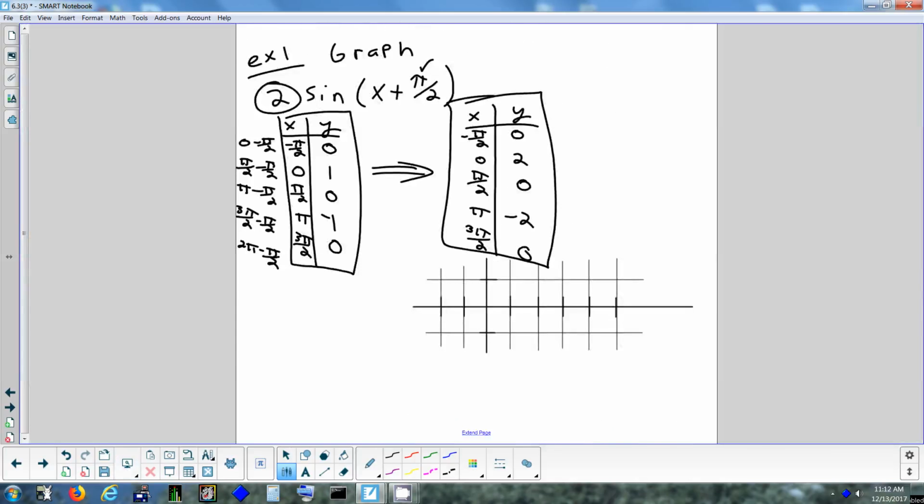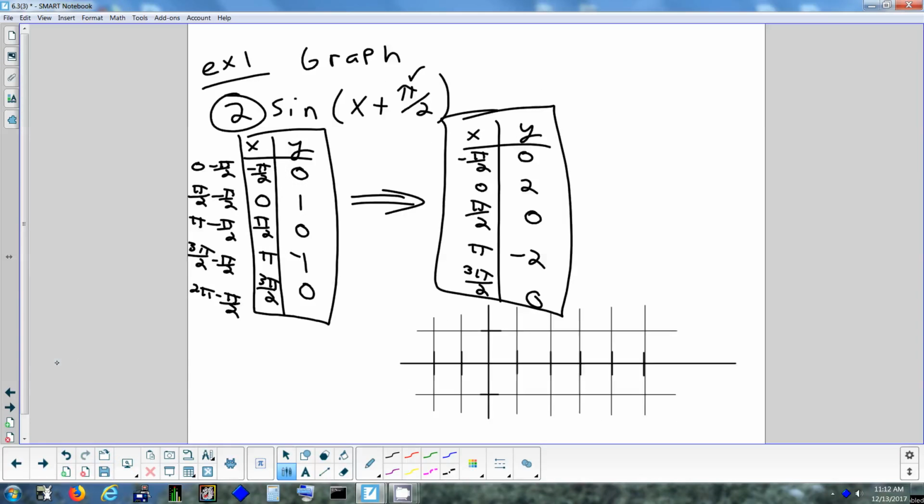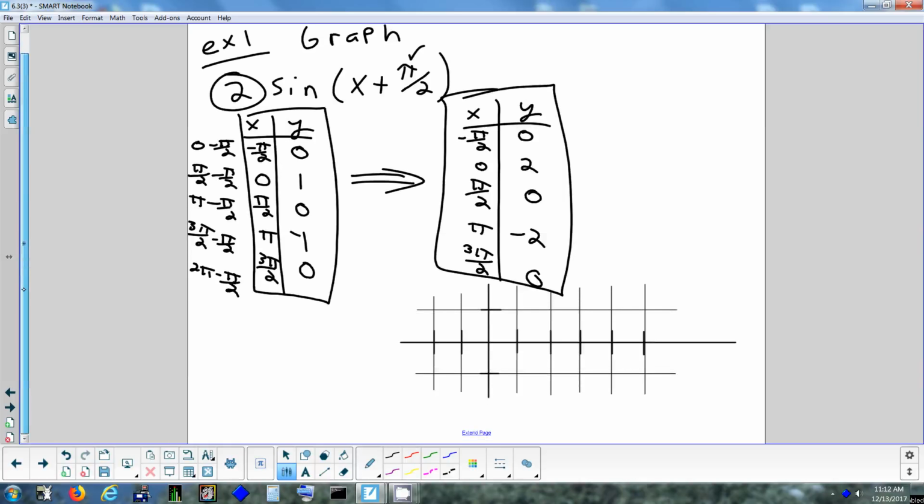Okay, look at the table. Am I skipping 0 in the x column for the final table? No, there's a 0 in that column. I'm not skipping over it. So that means when I set up my grid, I don't need to skip anything. The only time you skip is if you skip 0 in the table. Then you have to skip every time.